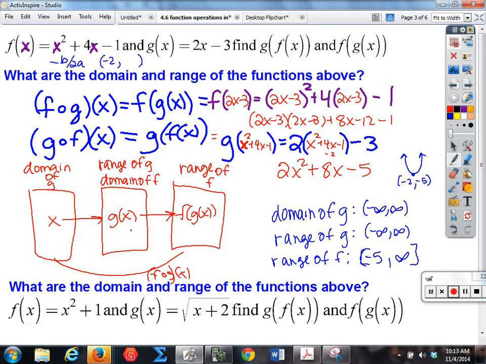Would it be including infinity or? Oh, sorry, I didn't even put that on there. That's fine. I was just confused. Yeah, exactly. But not that.